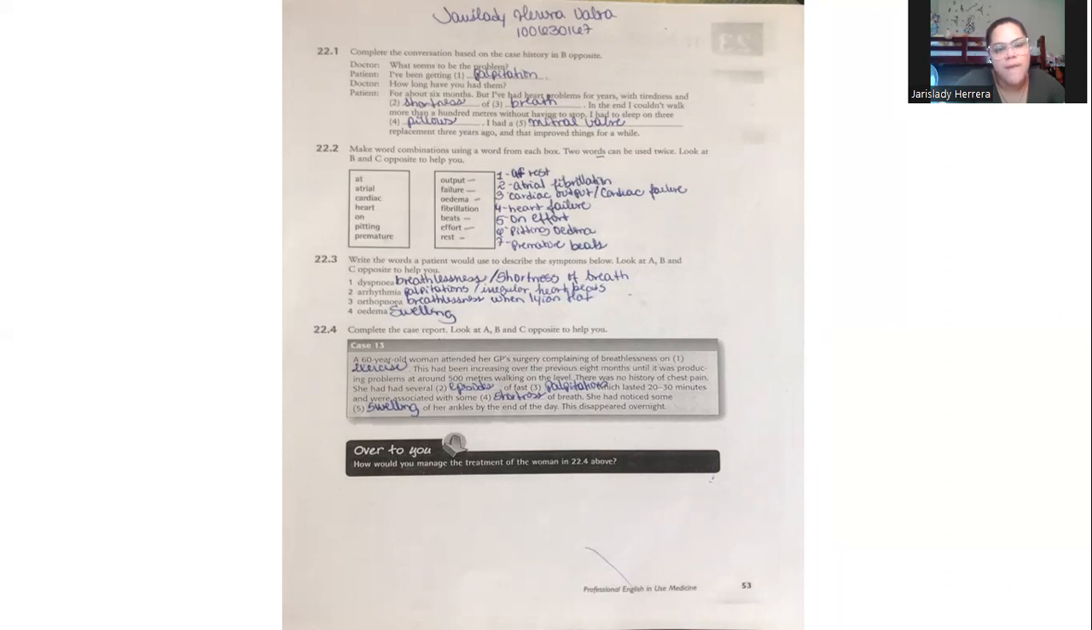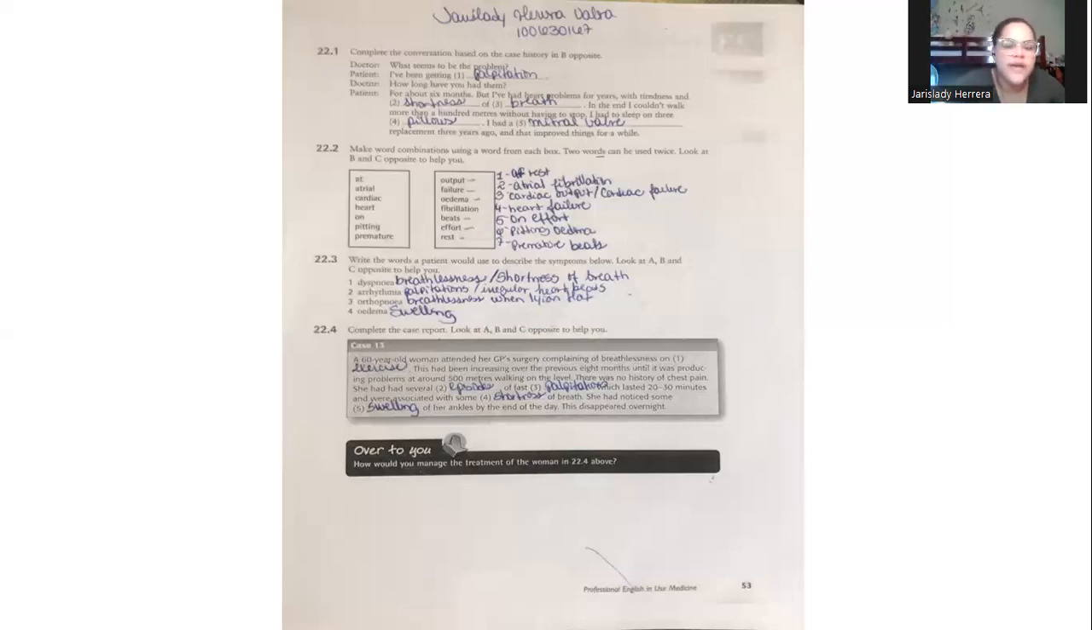Point two. Make word combinations using a word from each box. 1. At first. 2. Atrial fibrillation. 3. Cardiac output, cardiac failure. 4. Heart failure. 5. On effort. 6. Bleeding or edema. 7. Premature beats.